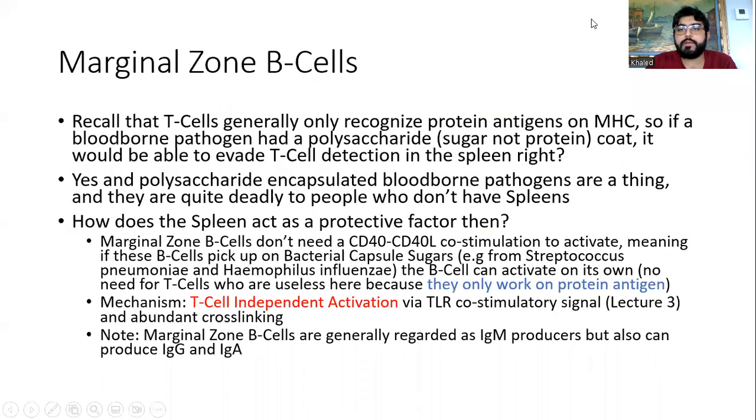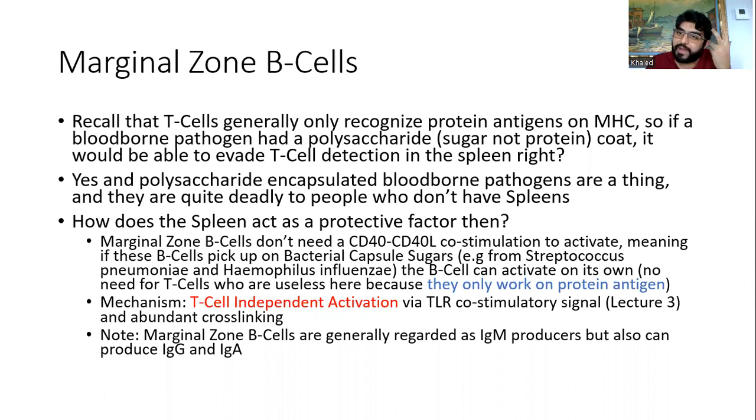So marginal zone B cells are B cells that don't need T cell help to become antibody producers, kind of like a plasma cell function. Why do they exist? Well, it's because of the nature of bacteria and the nature of our immune system. Remember, this whole adaptive immune system story is dealing with protein antigens. Bacteria, unfortunately, are very good at having non-protein antigens. They have polysaccharide antigen, and polysaccharide is a sugar, right? So sugar antigen is a thing.